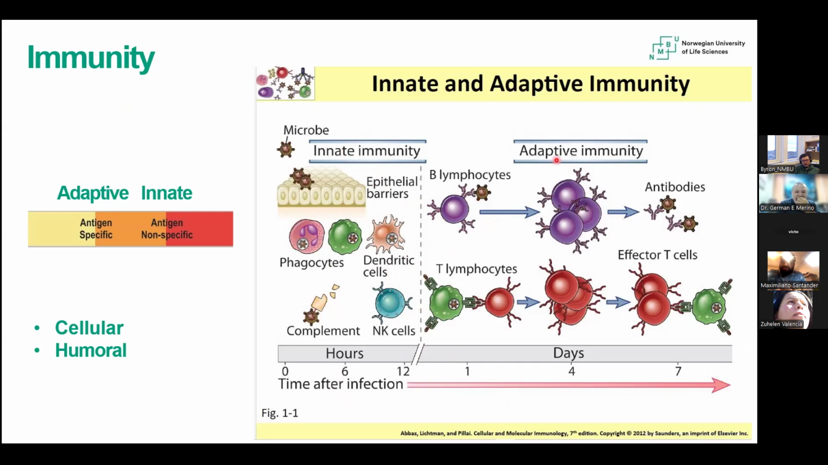Okay. I think many of you have heard that the innate immunity is unspecific, while the adaptive immunity is a specific immunity. Is that right? Is that correct or no?